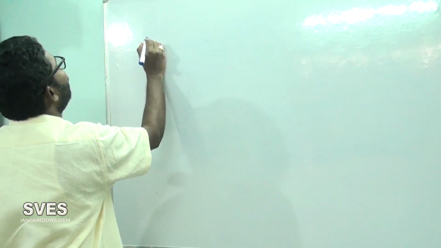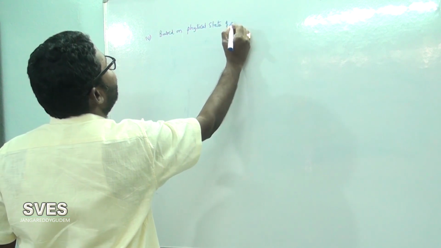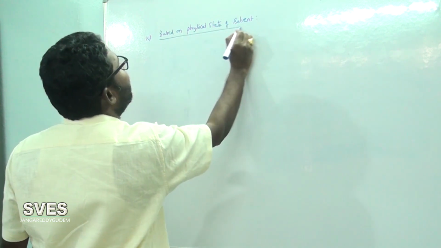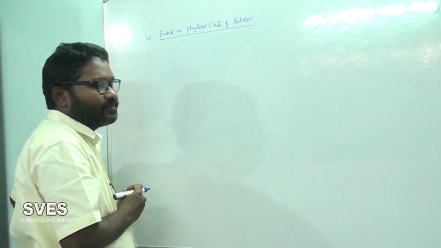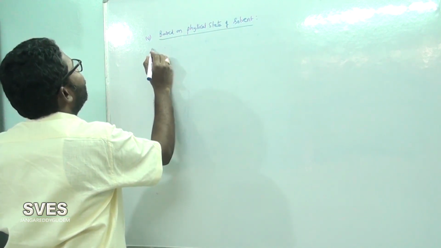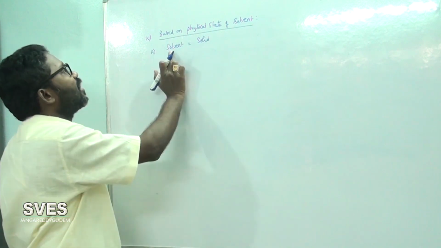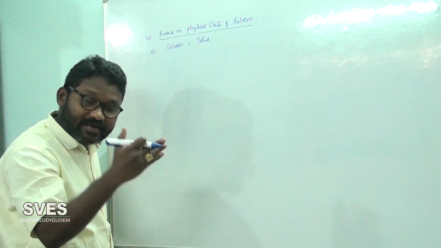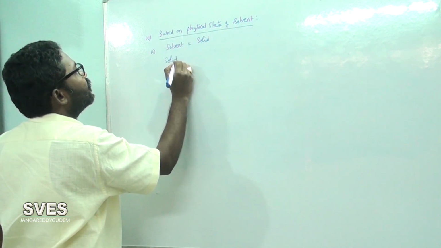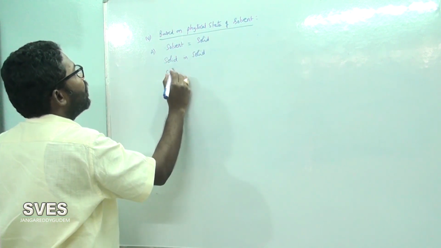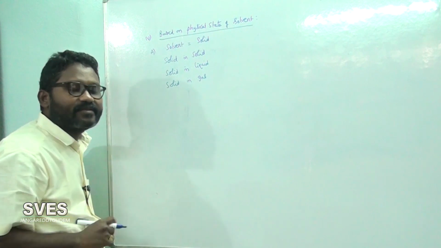The next classification is based on the physical state of the solvent. Based on the physical state of a solvent, all solutions are classified into different varieties. Let us take the first variety. If the solvent is solid, what about the solute? It may be solid or liquid or gas. So based on this aspect, solutions are of three varieties: solid in solid, liquid in solid, gas in solid.